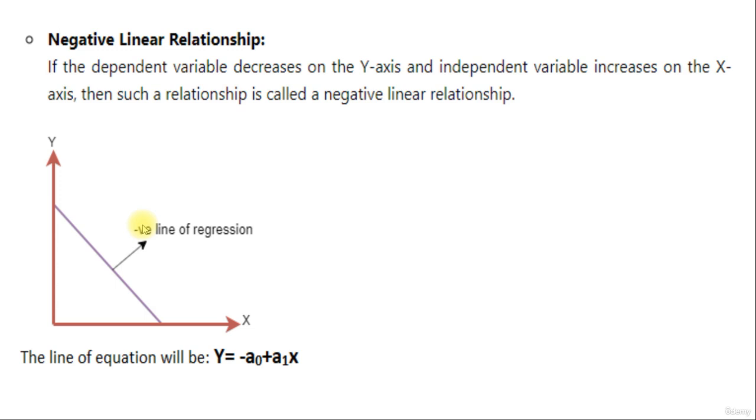Similarly, we can also have a negative slope here. Because this is a negative slope, or negative line of regression, the equation will have a negative value. Why do we get such a negative line of regression? Because the dependent variable decreases on the y-axis while the independent variable increases on the x-axis. So the value on the x-axis increases but the value on the y-axis keeps going down. That's why we get a negative linear relationship.